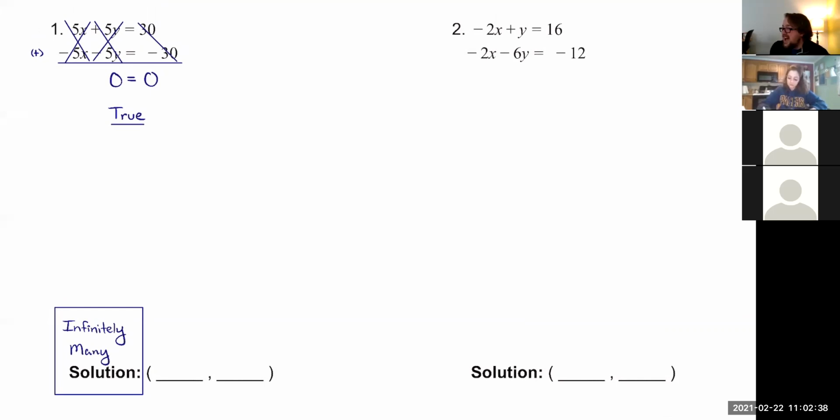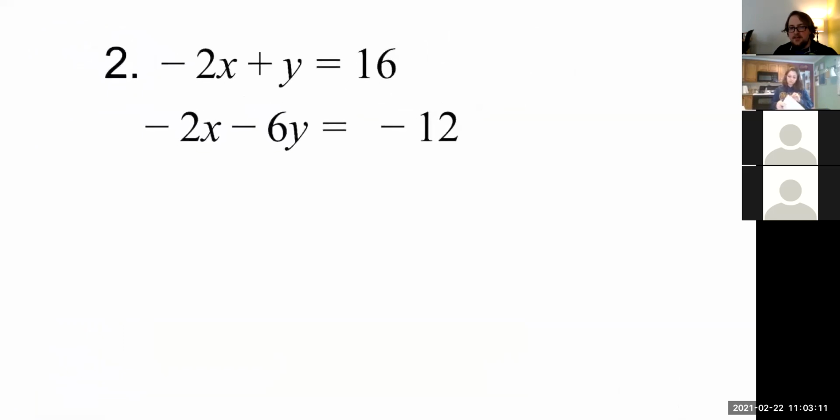These are special cases. I think I only have 2 thrown in on the test for tomorrow, but be aware of them. There are 3 possible outcomes. Exactly 1 solution, which is our ordered pair. No solution, which is usually from a false statement, and infinitely many solutions, which comes from a true statement. So that one was a special case, not terribly typical of an elimination problem, but it does happen. Let's see one that's a little bit more common.